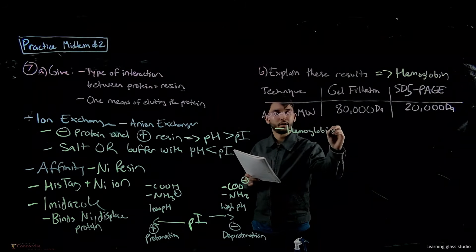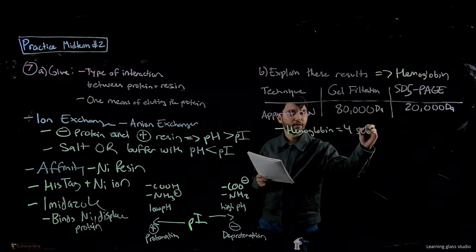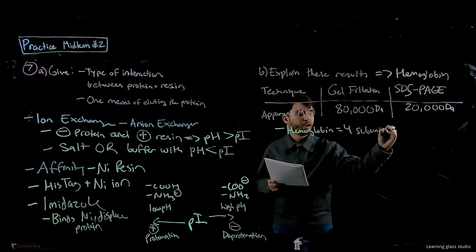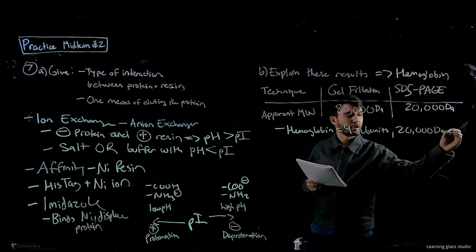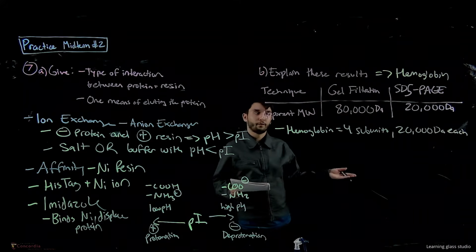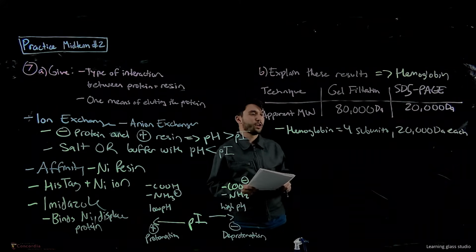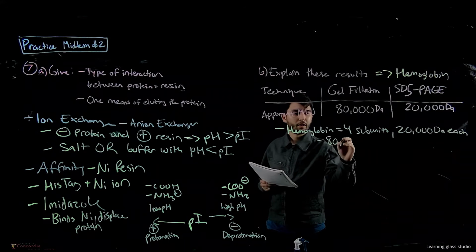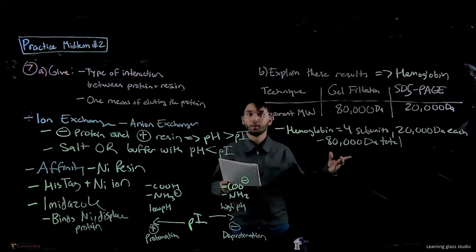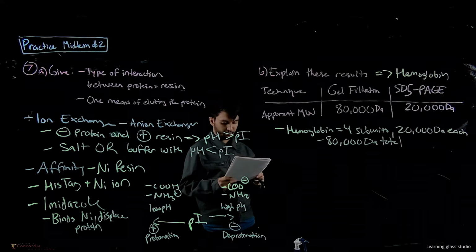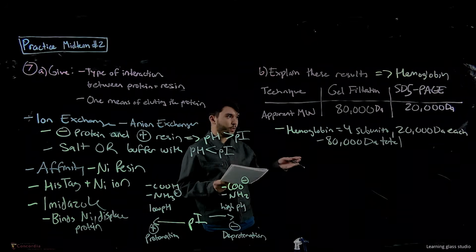hemoglobin equals 4 subunits. And these are 20,000 Daltons each. So essentially, 4 subunits, 20,000 Daltons each. This is 80,000 Daltons total for the quaternary structure with the 4 subunits, 80,000 Daltons, okay? So why are we seeing this difference?